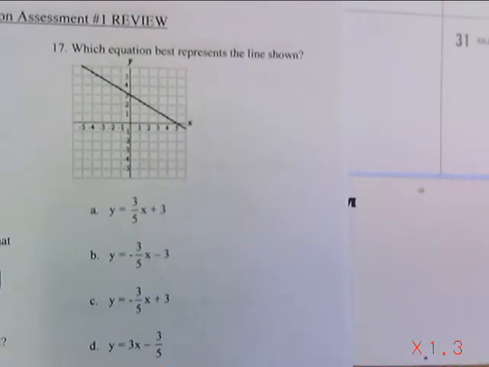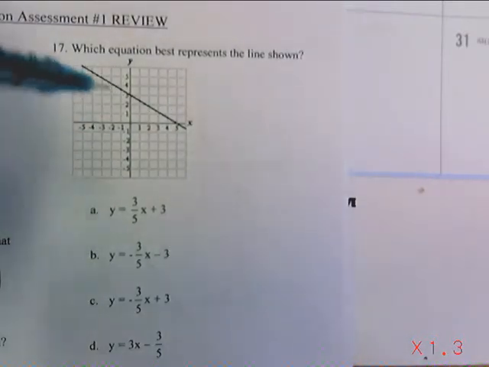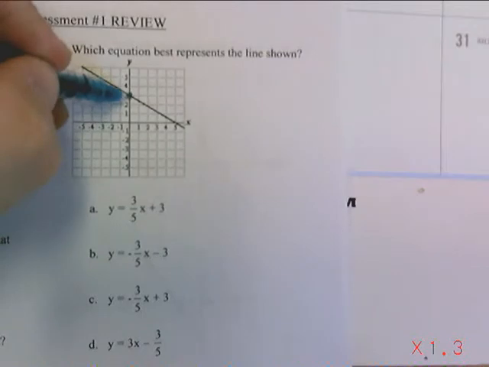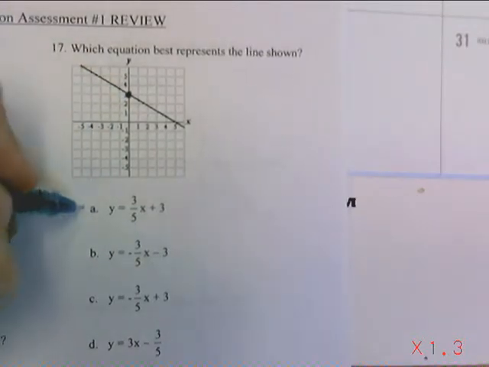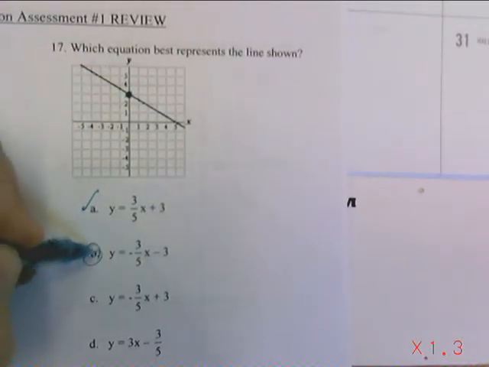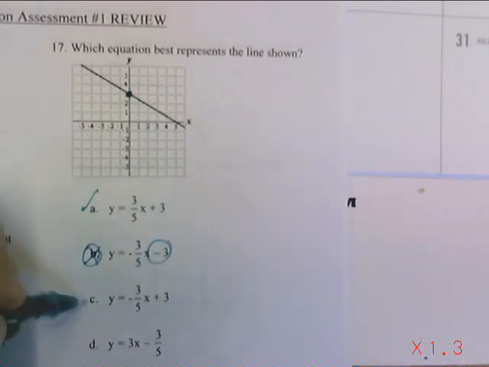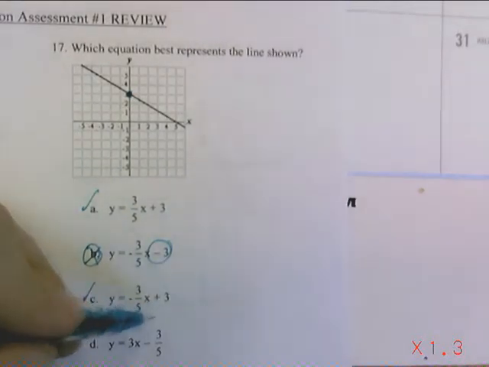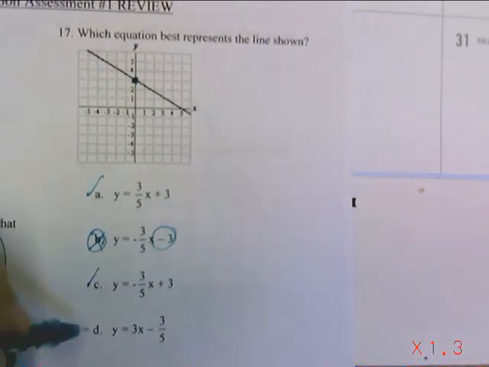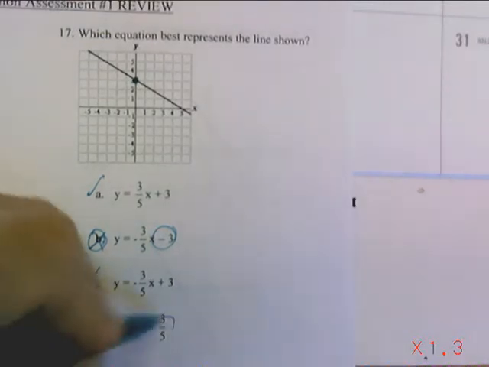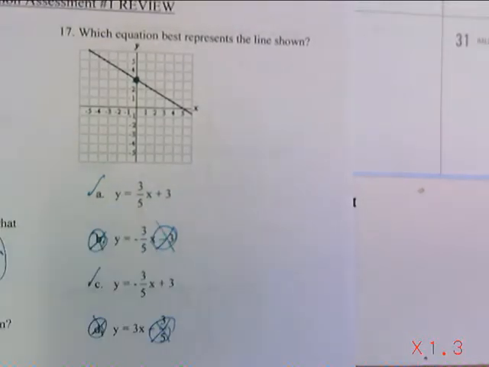17, same sort of question, asking which one represents this line. I'm going to start with the y-intercept again. My y-intercept is 3, so this one could work. B can't work because the y-intercept is -3. C could work because the y-intercept is 3. D cannot work because the y-intercept is 5/3. I've gotten rid of 2 of my choices.